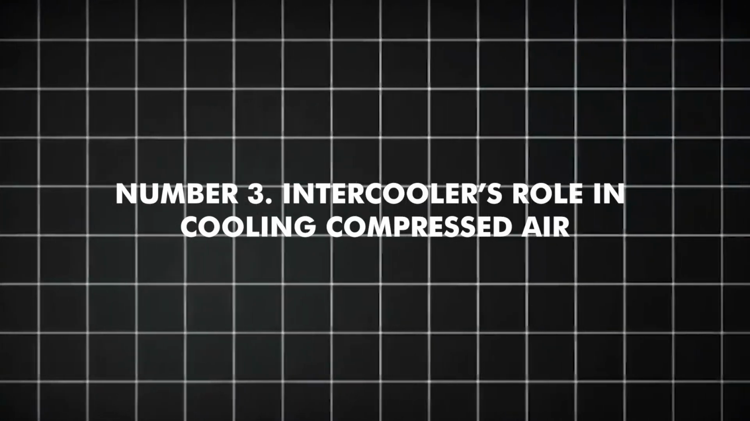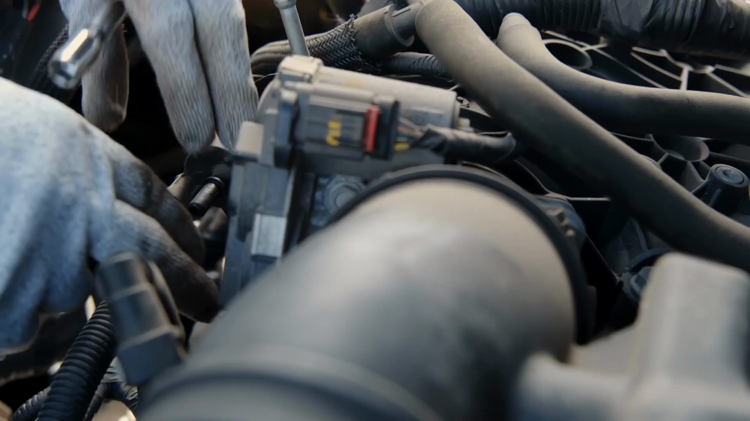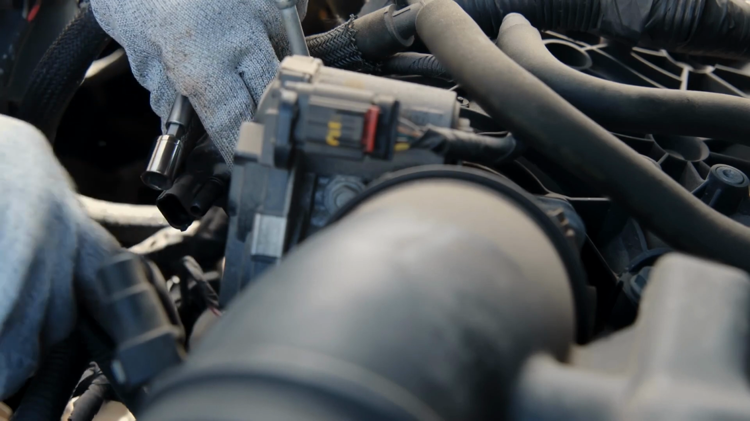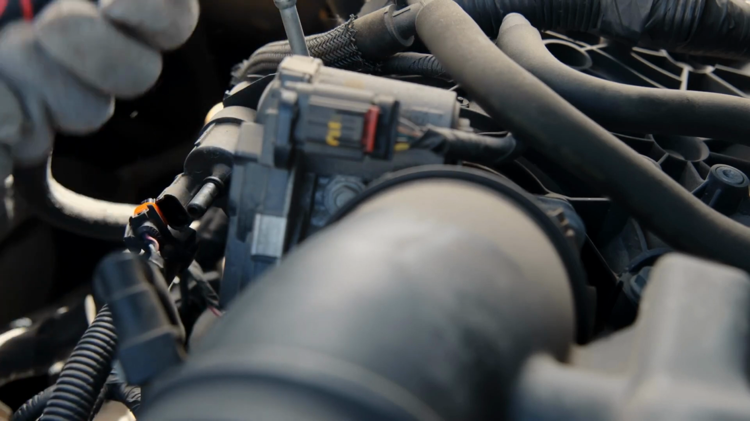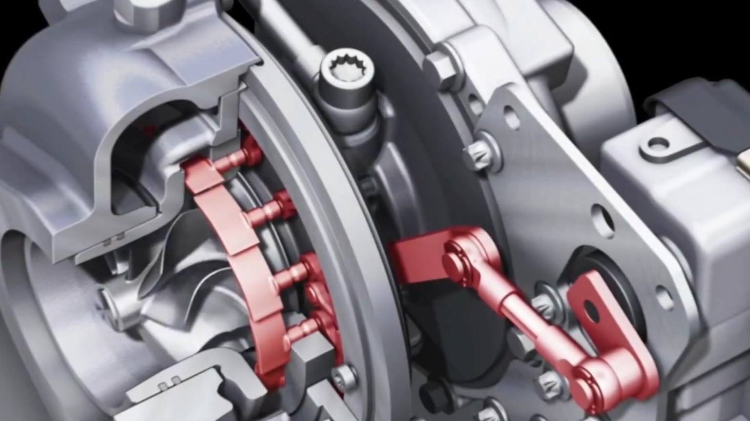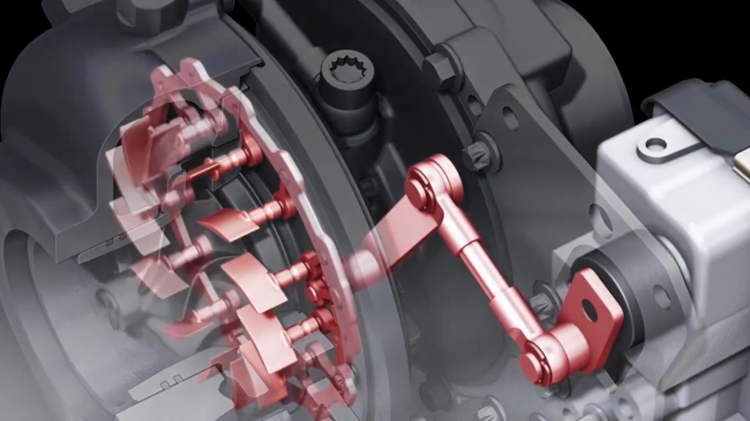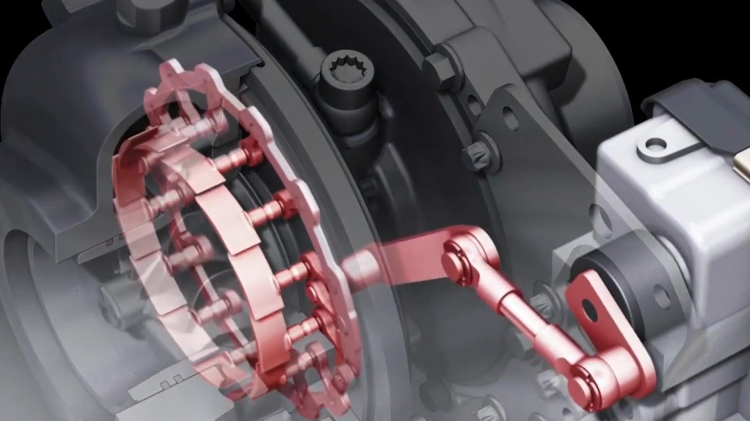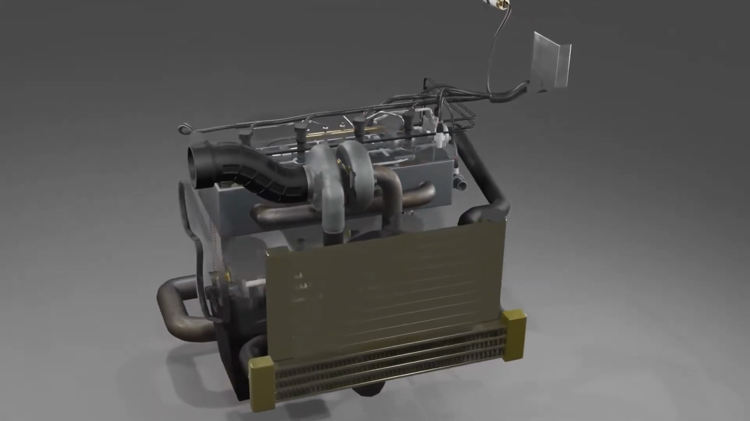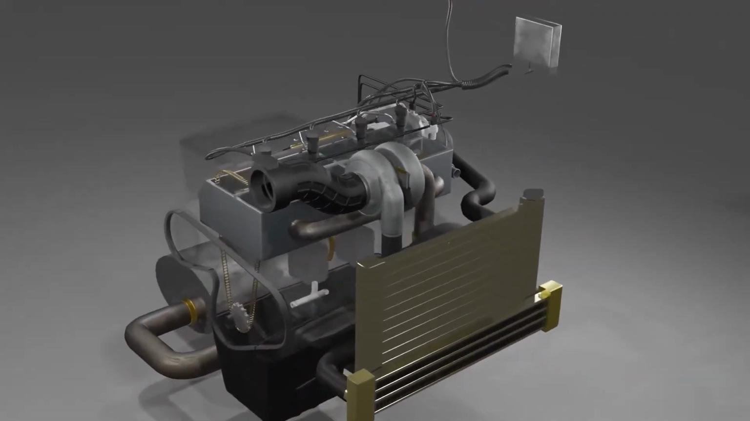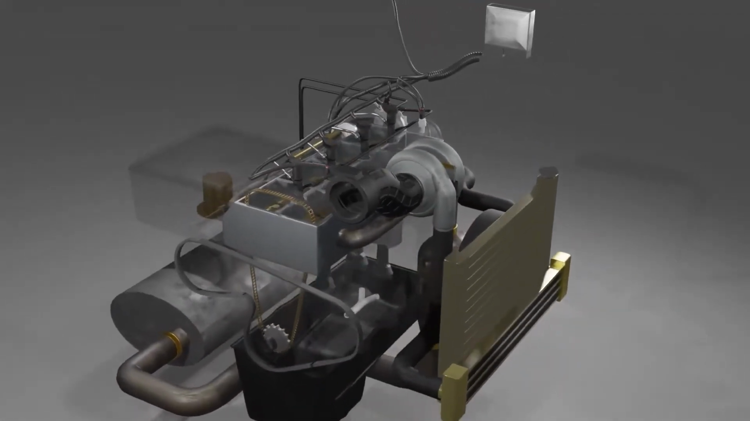Number 3. Intercooler's role in cooling compressed air. Compressing air inherently causes an increase in air temperature due to the thermodynamic principles of gas compression. Hot compressed air is less dense, which reduces the amount of oxygen that can be supplied to the engine and increases the likelihood of engine knock, premature combustion, which can damage engine components.